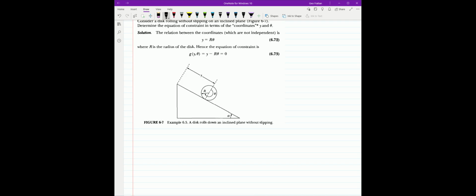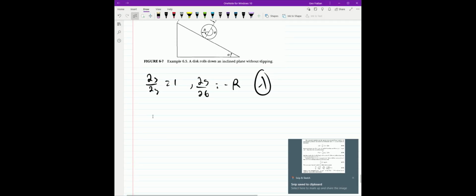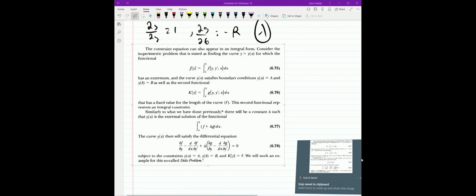And therefore dg del y is equal to 1 and dg del theta is equal to negative r, right? From this equation right here. And then these are the quantities associated with lambda. So we're basically done actually. But we can also see this in integral form, which I'll just screenshot for brevity's sake, because I'm getting a bit tired.